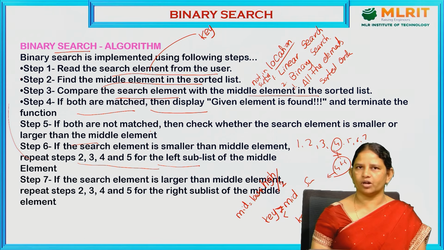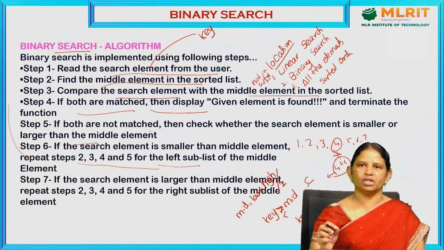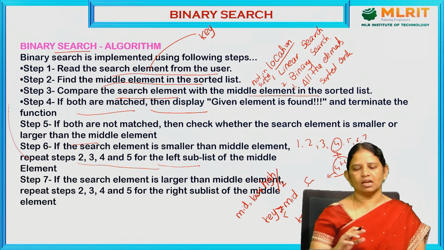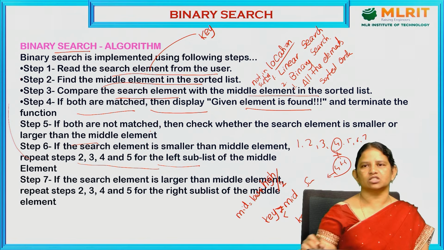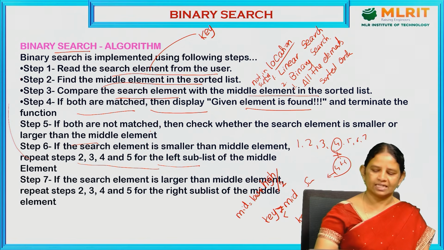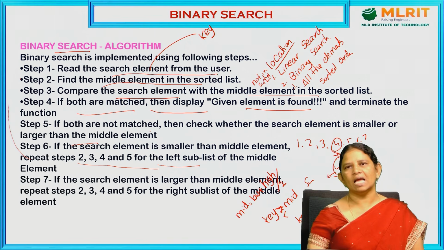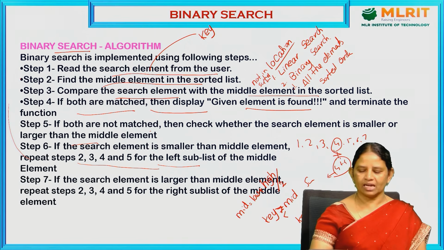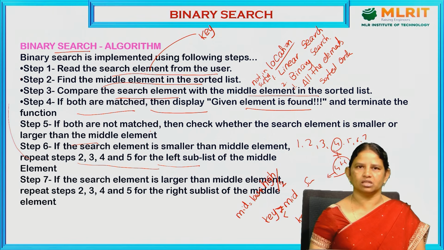The formula for mid element is (low + high) / 2. Once that mid element is found, we need to compare the mid element with the key element. If the key element and mid element are equal, then the given element is found. If the key element is less than the mid element, then we have to concentrate on the left sublist. If the key element is greater than the mid element, then we have to concentrate on the right sublist.